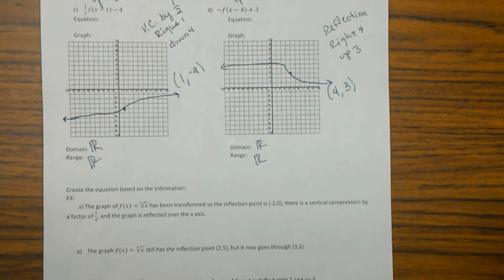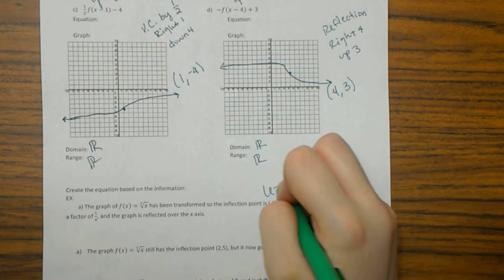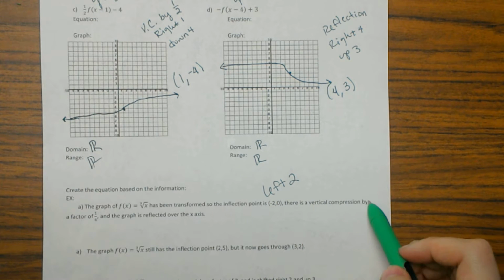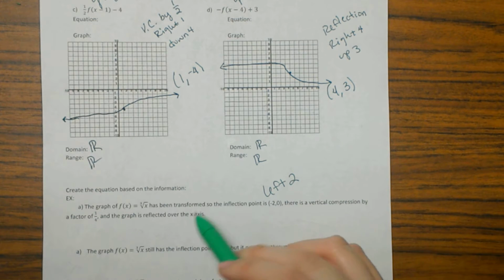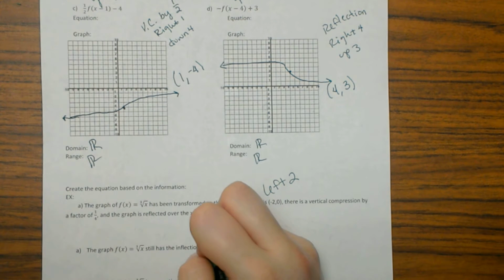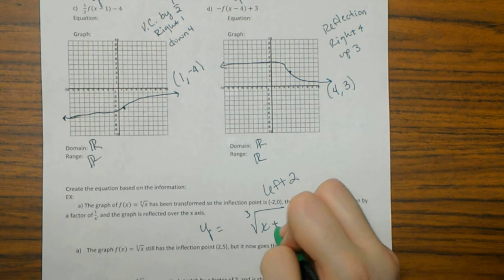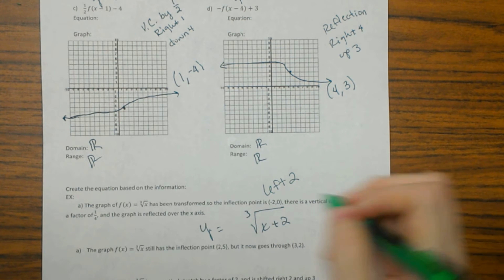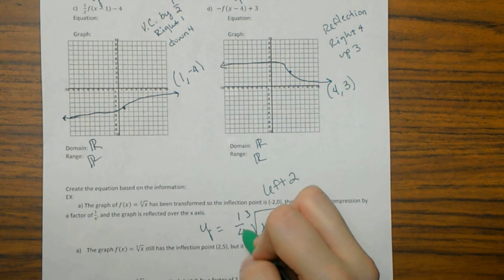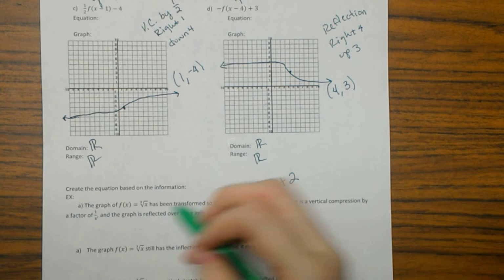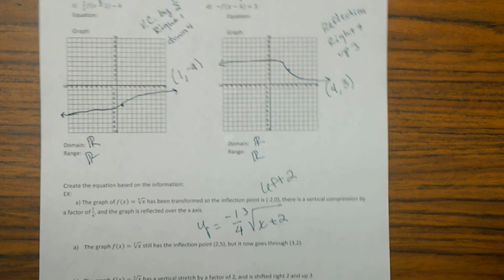So we're gonna have some description problems. It says that the cube root function was transformed so that the inflection point is -2, 0. So that tells me it went left 2. There's a vertical compression by 1/4 and it was reflected over the x-axis. So I have the cube root of x plus 2, and then I'm multiplying by 1/4 and it's negative to show there's a reflection.